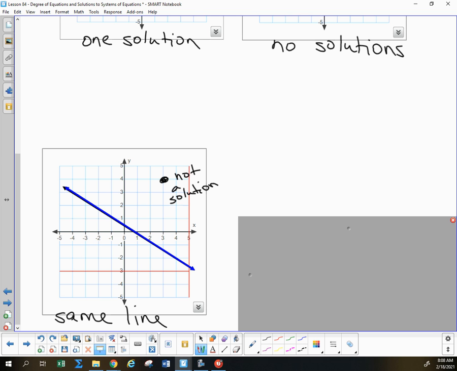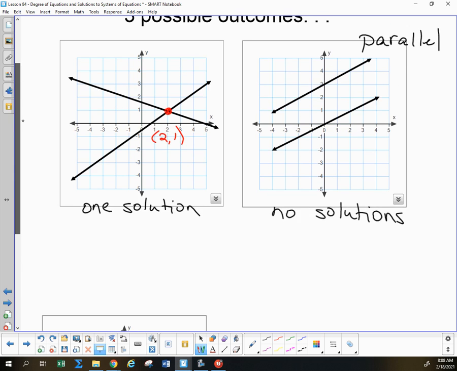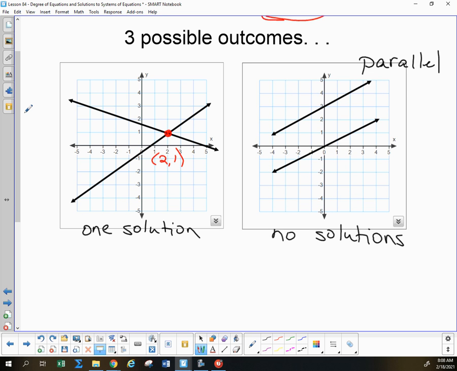Okay, now let's notice a few things about these. I'm going to give you some other vocabulary that you're going to make sure you write down and really learn. When I have one solution, I have different slopes, and they might have the same or different intercepts.